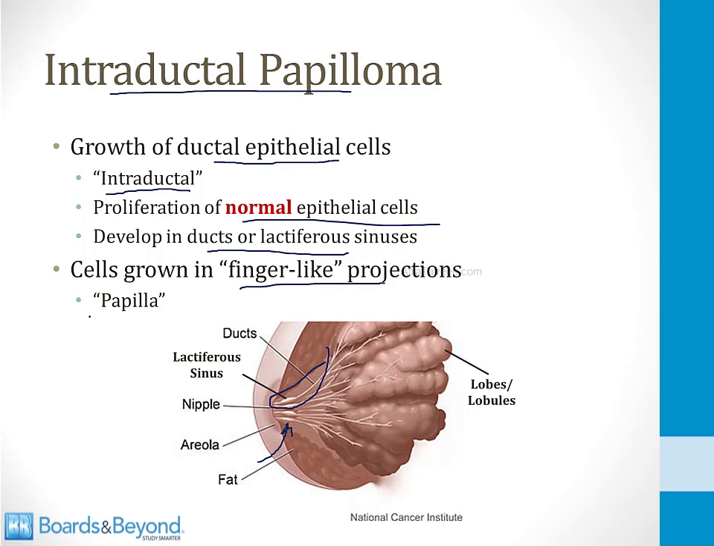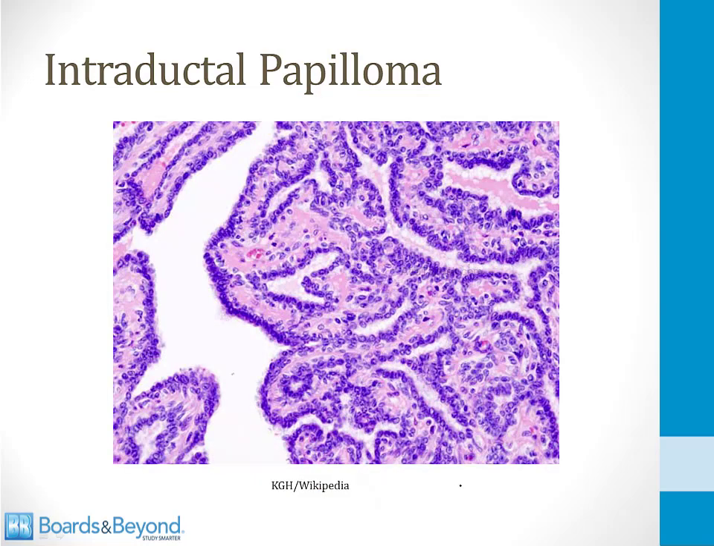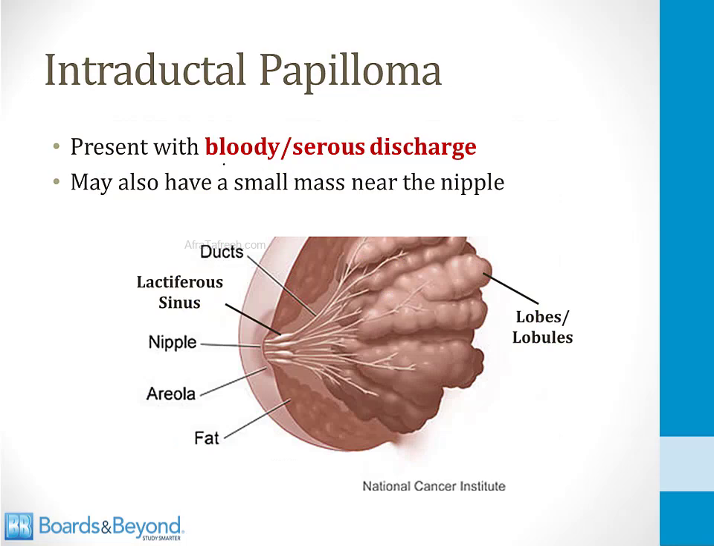That's why it's called a papilloma, because finger-like projections are papilla. This is a picture of what it can look like under the microscope. The bottom line here is that you've got these finger-like growths of tissue. This type of breast lesion often presents with bloody serous discharge, and this is high yield to remember for Step 1. In addition, there may be a small mass near the nipple. Remember, the papilloma, the growth of epithelial cells, is occurring in the ducts and the sinuses, which are just below the nipple. Therefore, there's often some blood and some fluid that leaks out of the nipple, and there's also often a mass that you can palpate right below the nipple.